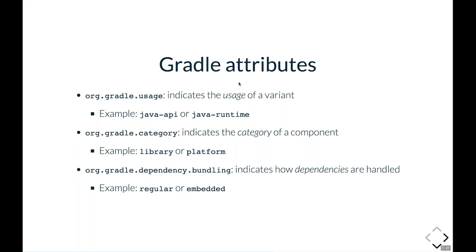I've used the usage attribute to exemplify those because it's the simplest one to explain, but Gradle has a number of core attributes. The usage attribute, we've just discussed it, usage of a variant, Java API, Java runtime are examples of values. There is also the category attribute, which indicates the category of a component, whether it's a library or a platform. In the Gradle world, there are different components.